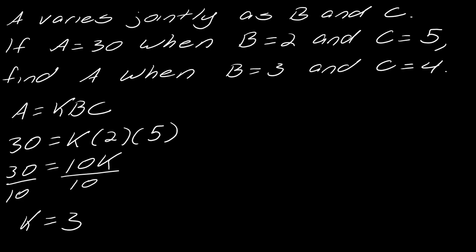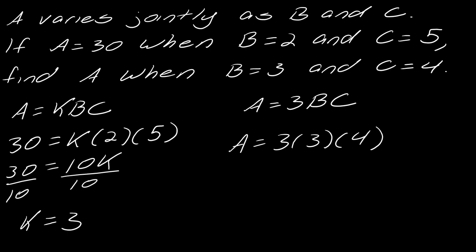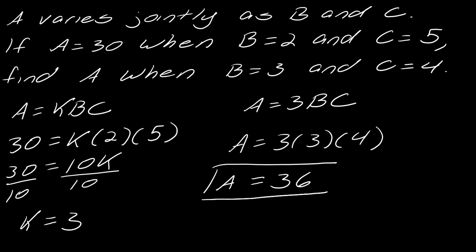Okay, so now I've got my K, so now I have to restate the equation. So this is A equals 3BC. And now it says find A when B equals 3 and C equals 4. So now I take A equals 3 times 3 times 4. And so then all of that will equal 36.